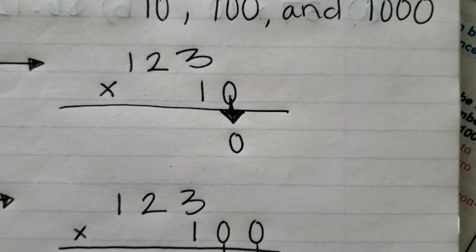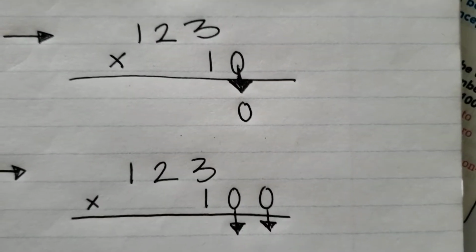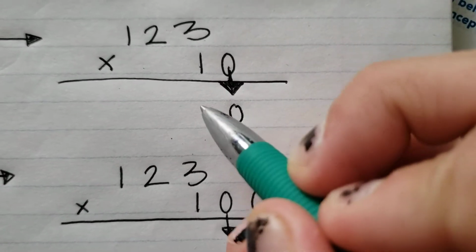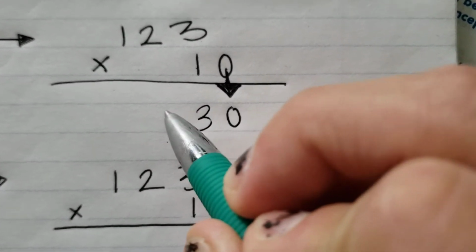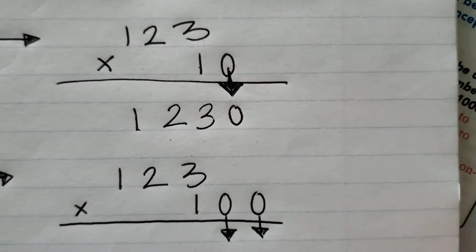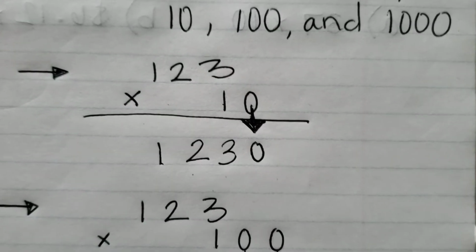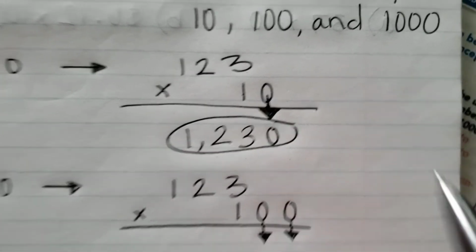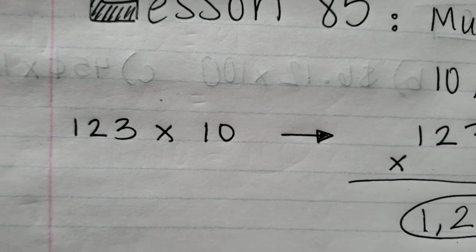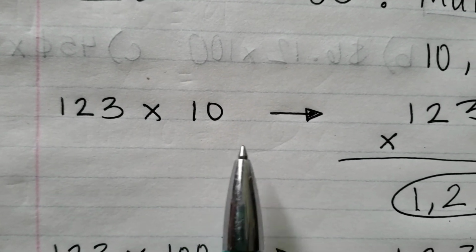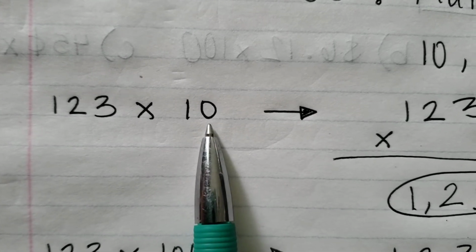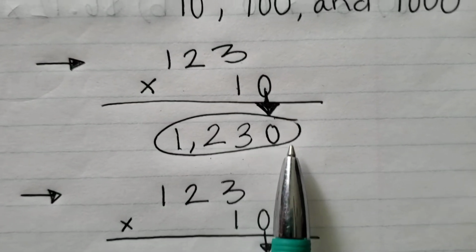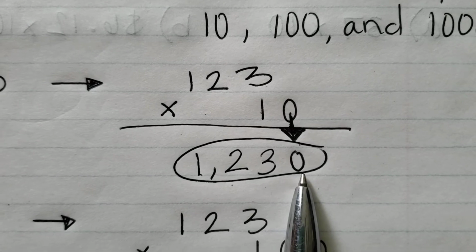Then you can solve 123 times 1, 1 times 3, 1 times 2, and 1 times 1. So my answer is 1,230. So what I noticed is that since there was 1 0 in my answer, there's only going to be 1 0.